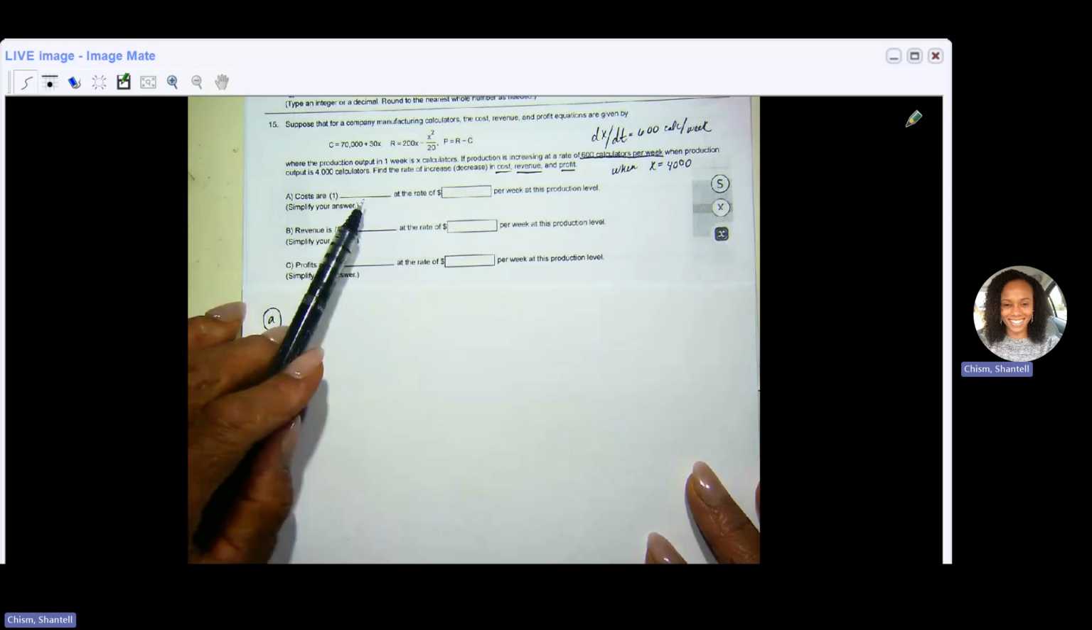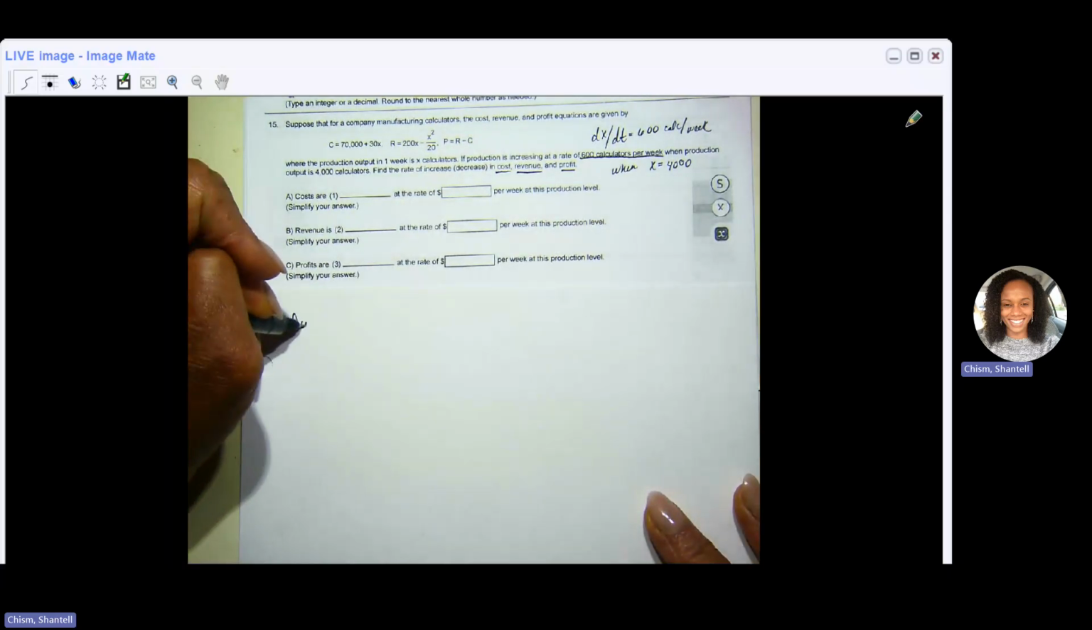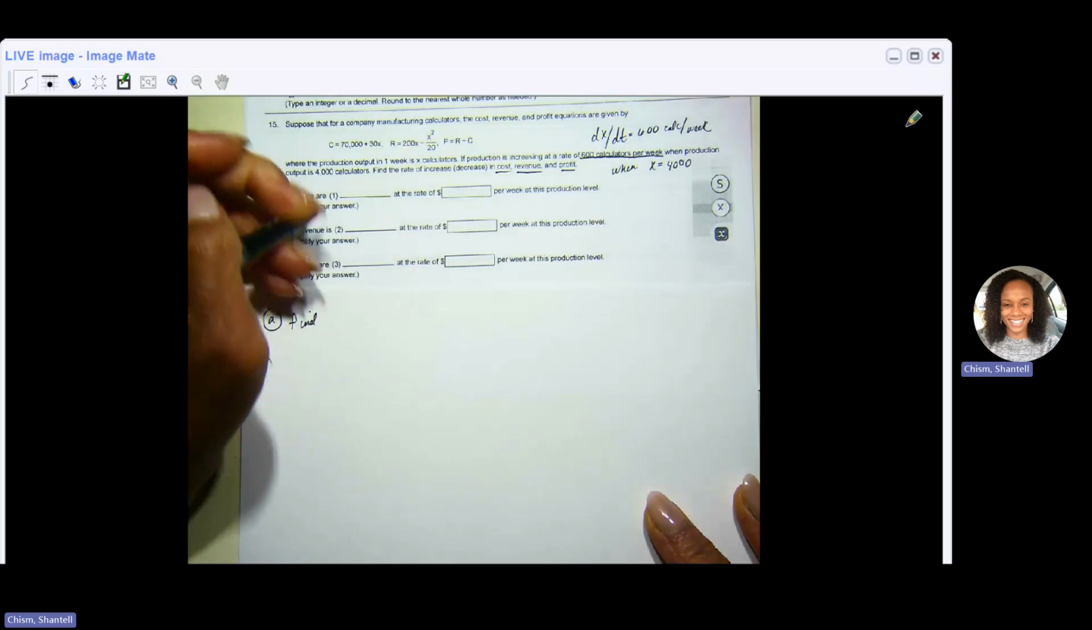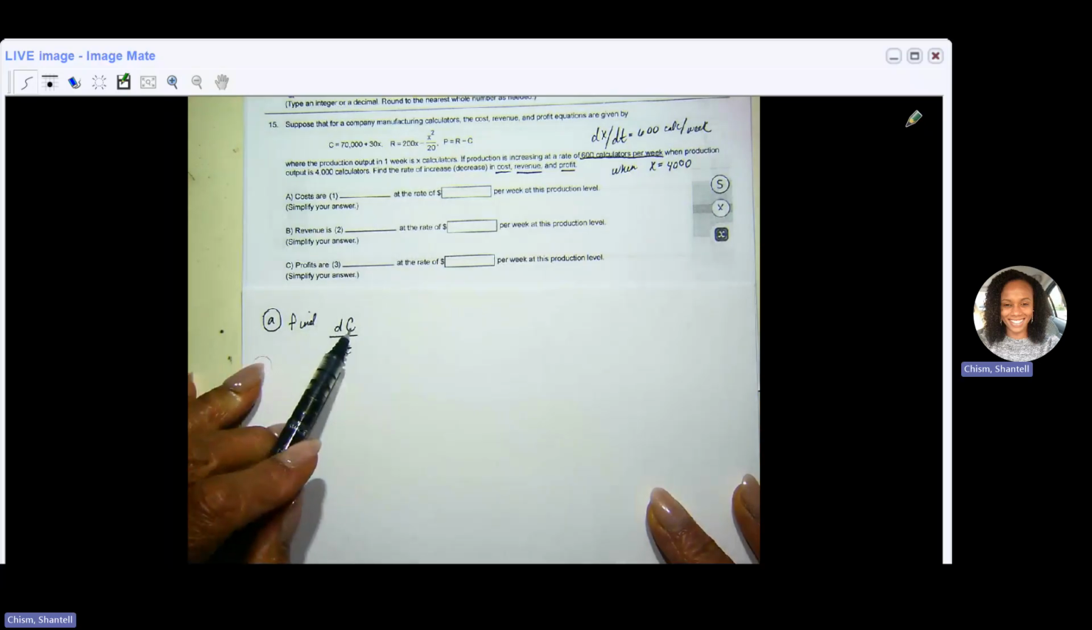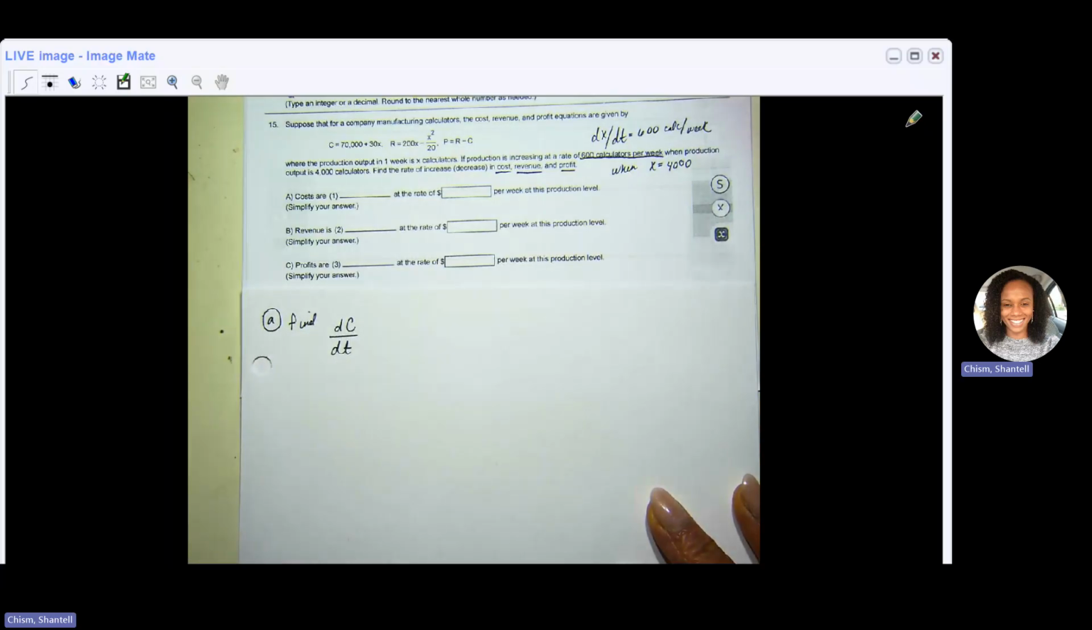Costs are blank at the rate of blah, blah, okay? So on part A, we want to find the rate of change of cost. So that would be dC with respect to t, differentiating cost with respect to time t, okay? So we're going to start there.